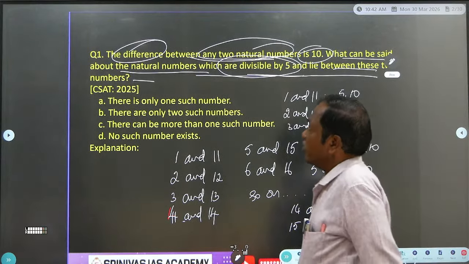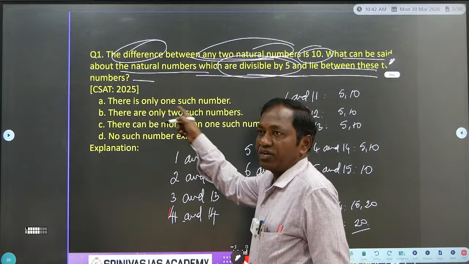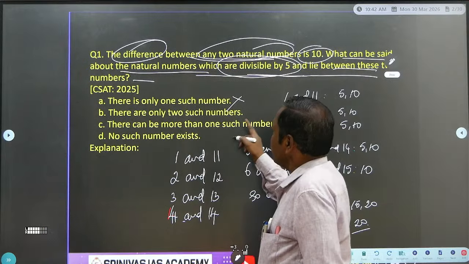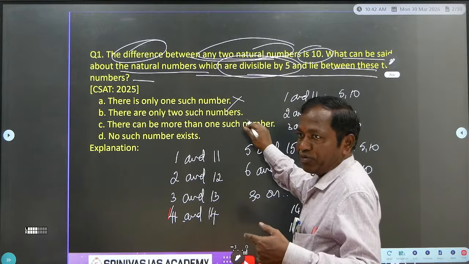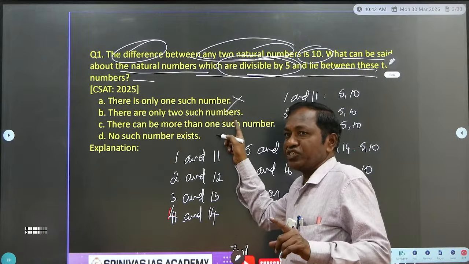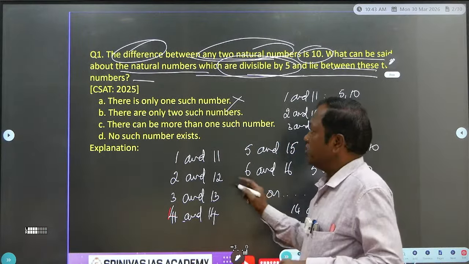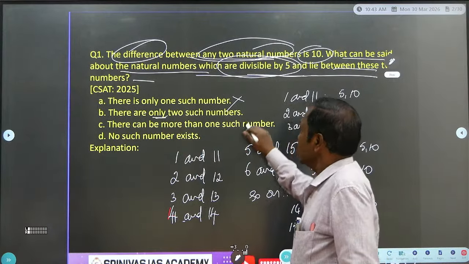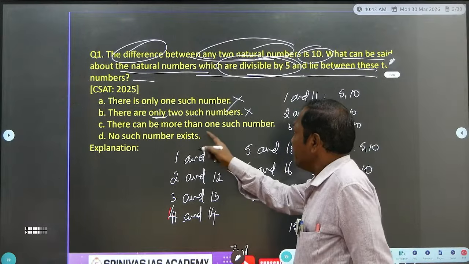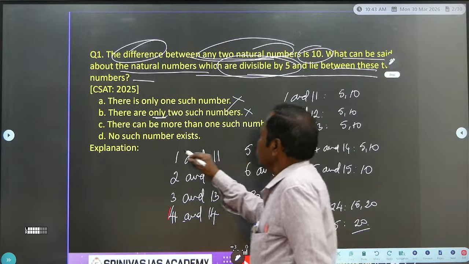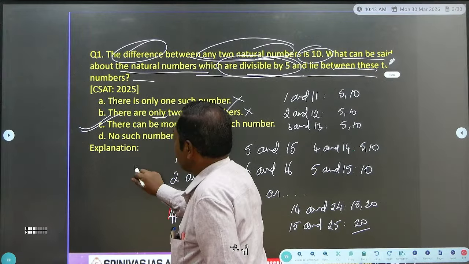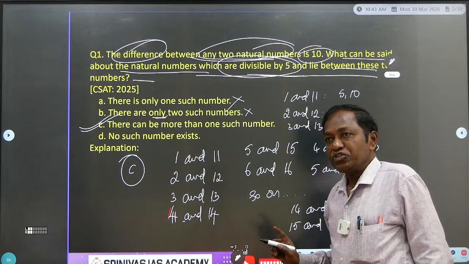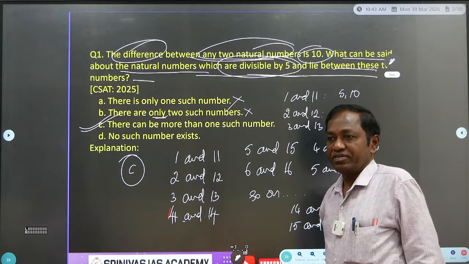Now what are the options? There is only one such number: you cannot say that, this is not correct. There are only two such numbers: you cannot say that, since one is also possible. There are only one or two such numbers: no, that is not right. There can be more than one such number: this is also not correct. Option C is the appropriate one. Choosing the option is more important here.